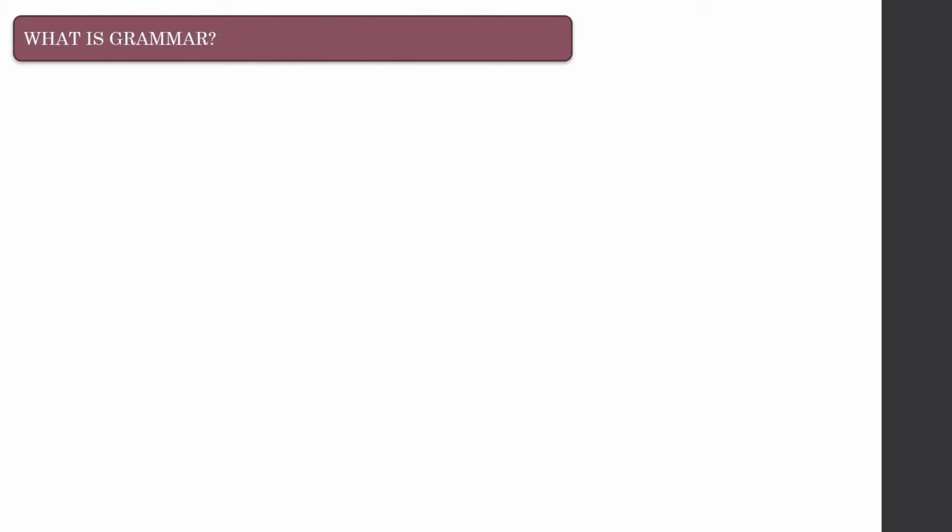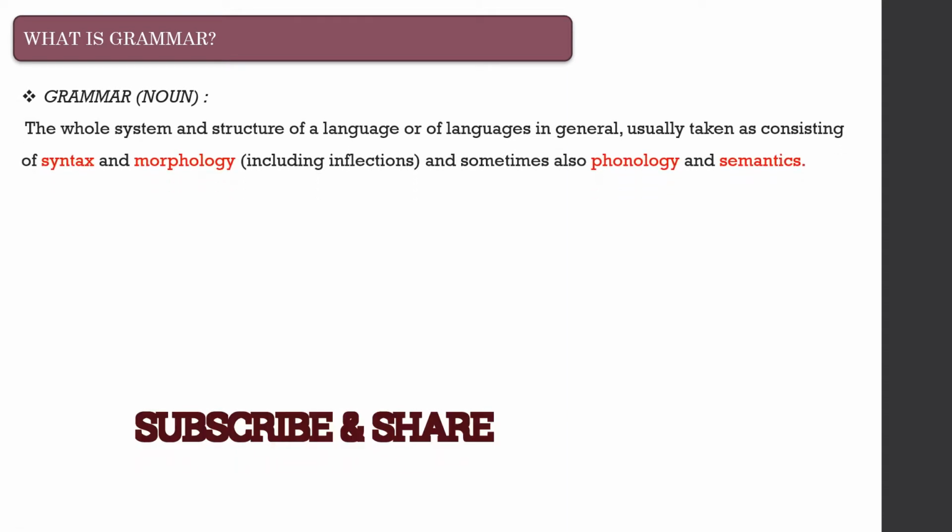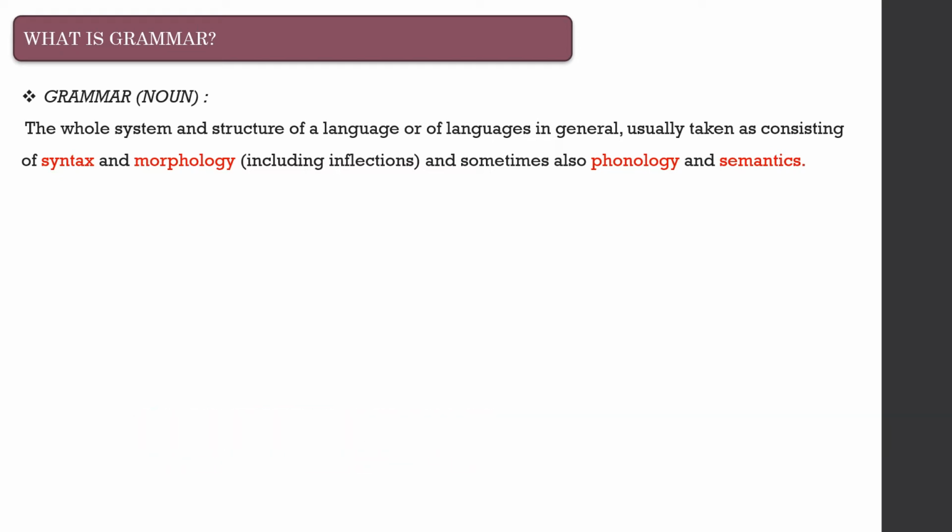Everybody is saying we have to learn grammar, but do you know the actual meaning of grammar? Grammar is the first noun. We will see what a noun is, what a pronoun is, and how many types of noun there are, but first we will see the basic definition of grammar: the whole system and structure of language, or languages in general, usually taken as consisting of syntax, morphology, including inflections, and sometimes also called phonology and semantics. These are very heavy words. We don't know the meaning of syntax, morphology, phonology, and semantics, so we will learn these meanings also.